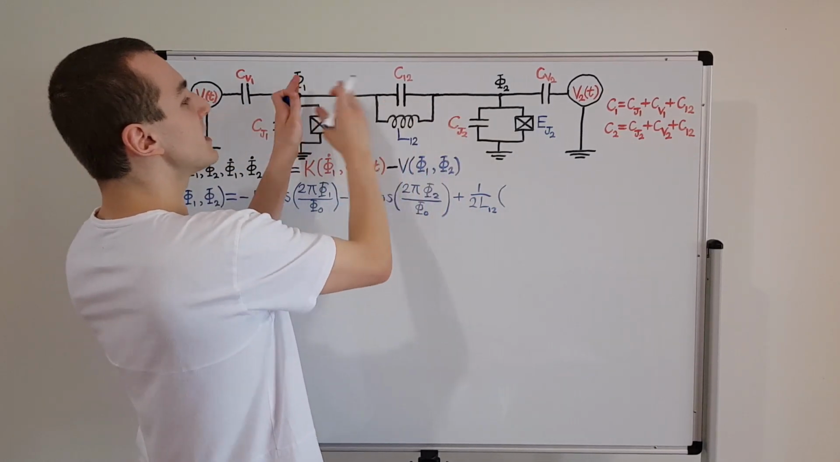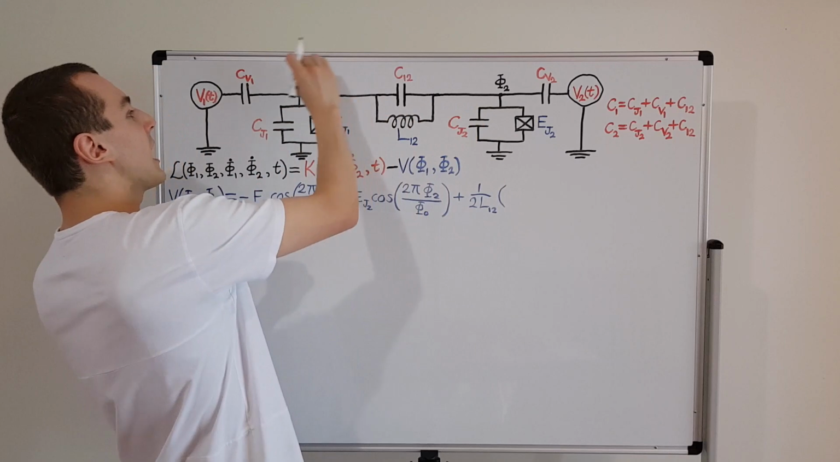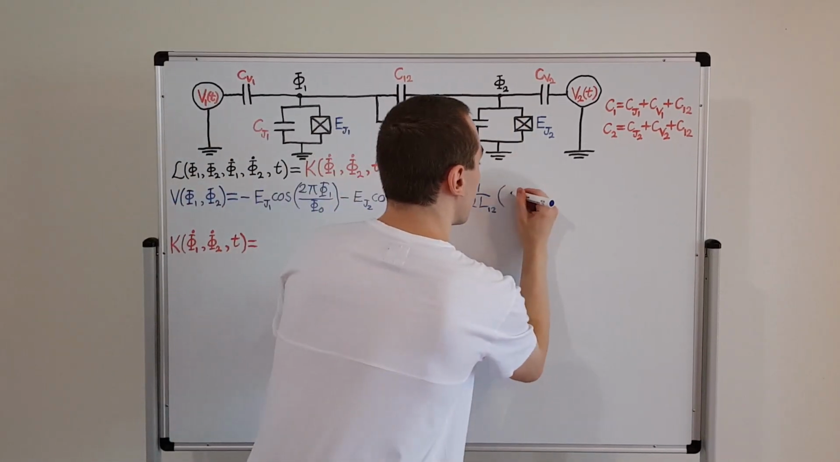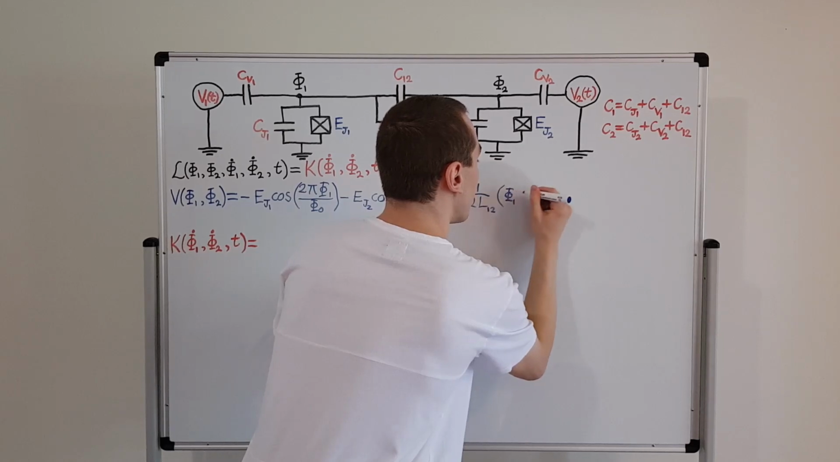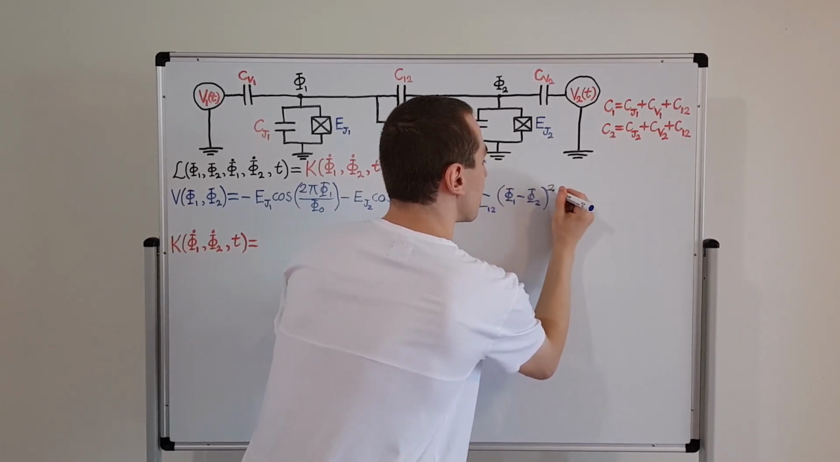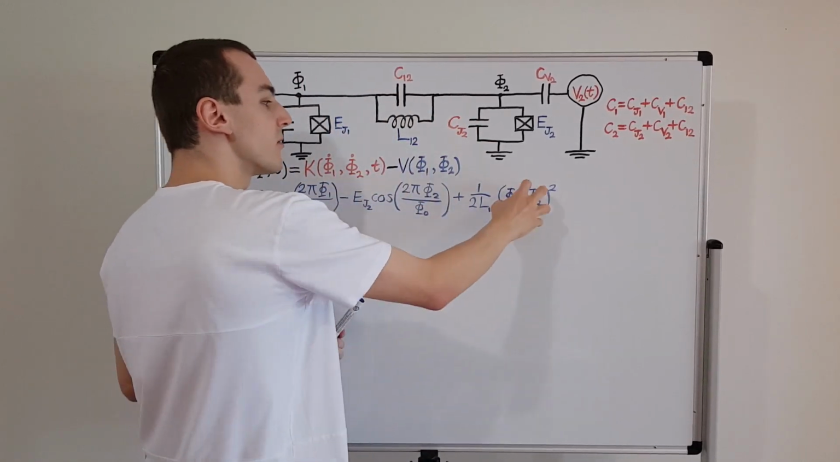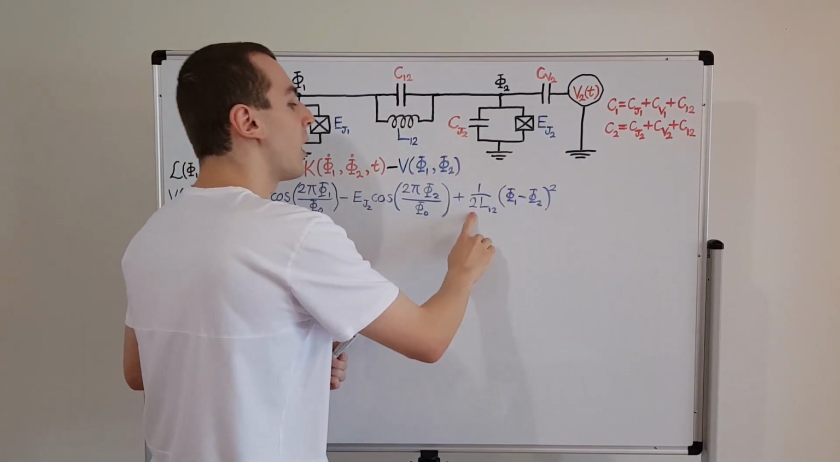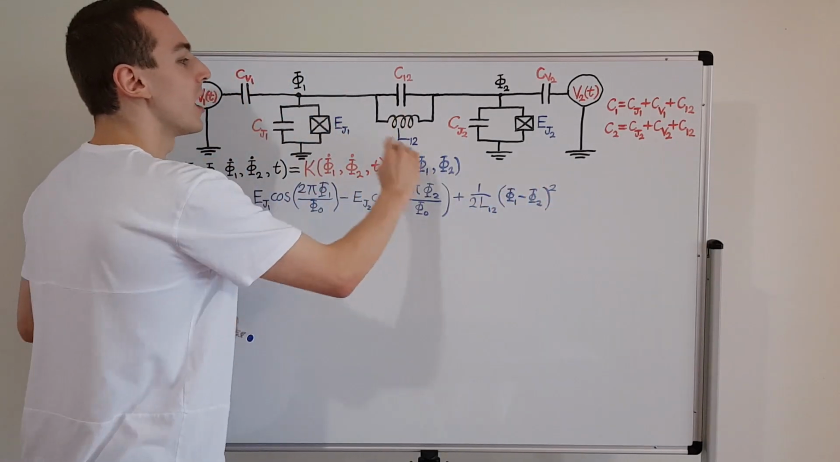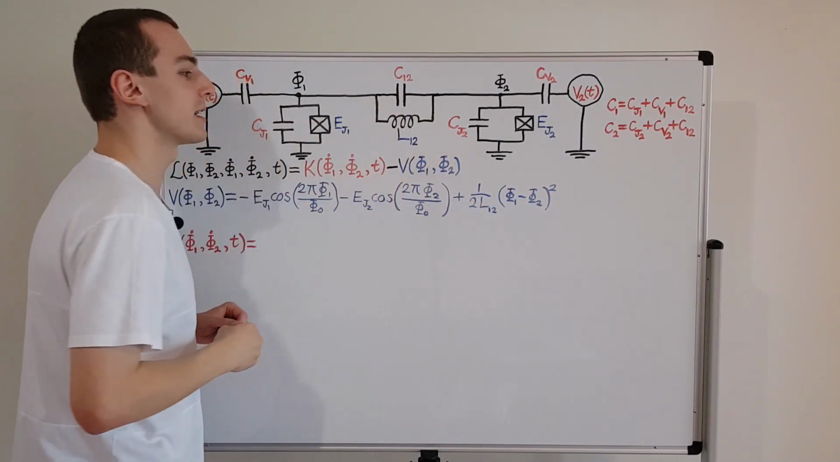Because this inductance is between these two nodes, we want to have phi 1 over here and phi 2 over here. We want to have the difference. And what we're going to do is take the difference of phi 1 and phi 2, and then square it. So we have the difference of the flux squared over twice the inductance. That is the contribution coming from the coupling over here, and that is inductive coupling.